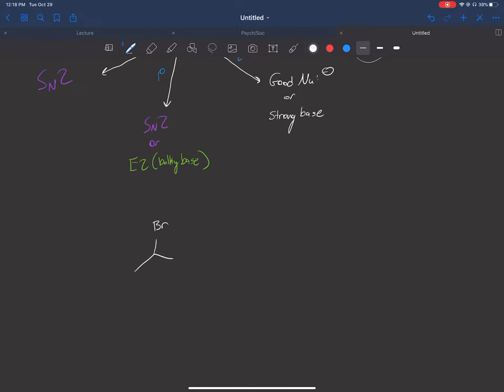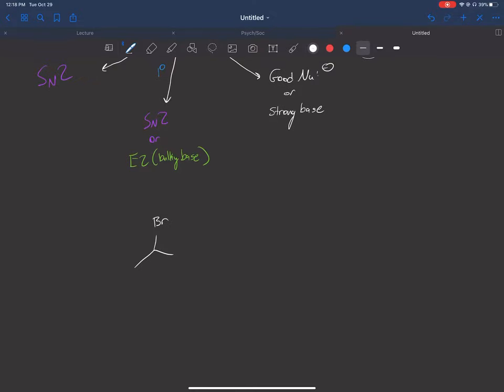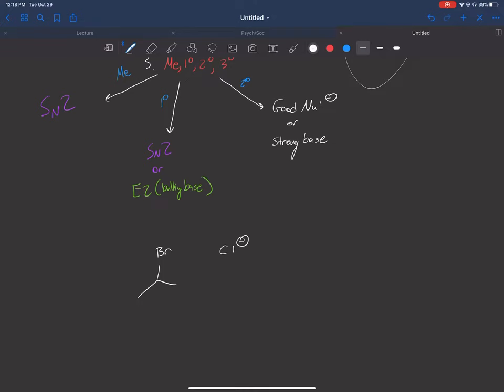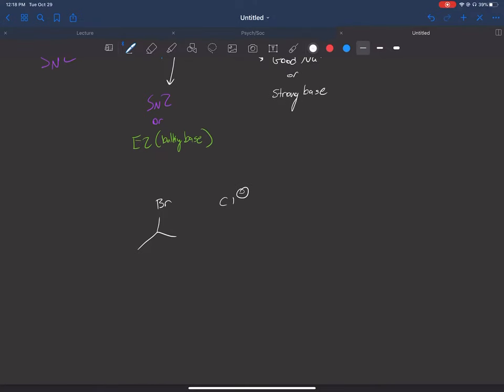So what fulfills any of those requirements? Remember, it says or, not and. So a good nucleophile, usually something with negative charge, so like Cl minus. Cl minus is a good nucleophile. It's not a good base, but remember, it says or strong base. So we covered the one requirement necessary. We only need one of them. It could be both. It doesn't matter, but at least one.